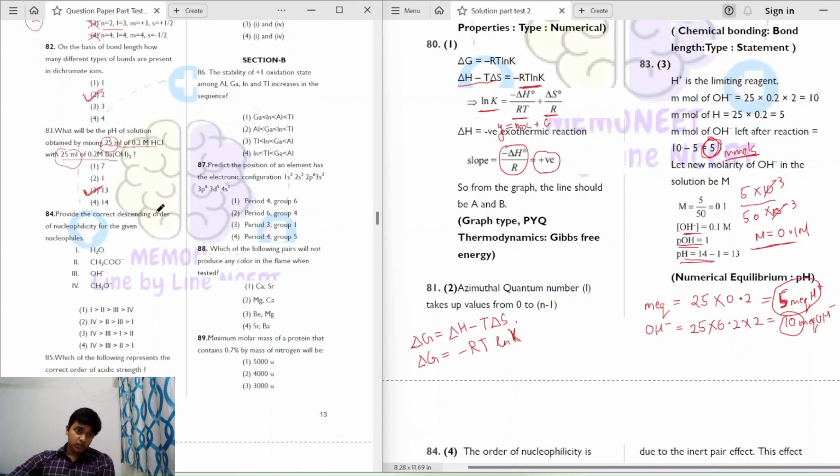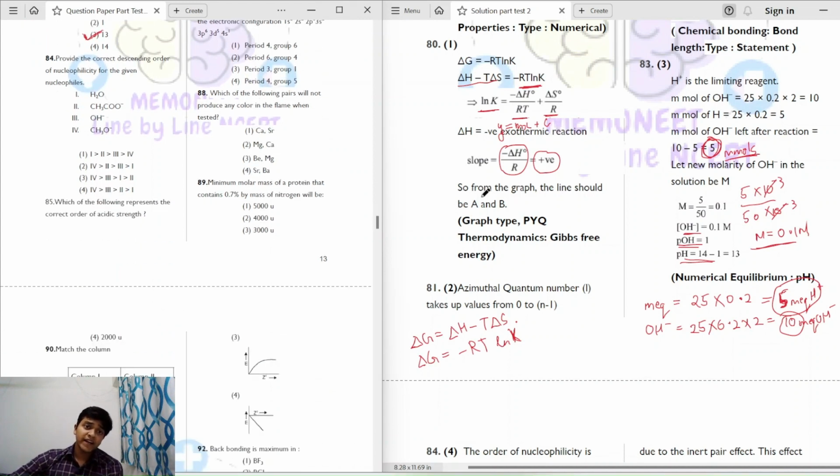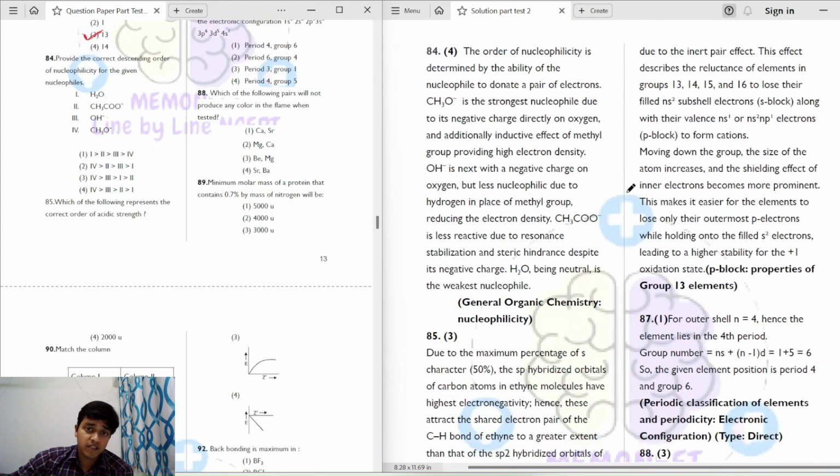Moving on to the next question. The question says, provide the correct descending order of nucleophilicity for the given nucleophiles, and we have been given 4 different nucleophiles. So what is a nucleophile? A nucleophile is a molecule which donates a pair of electrons. So it must either have a lone pair or it must have a negative charge. When it has a negative charge, the tendency of donation will be more.